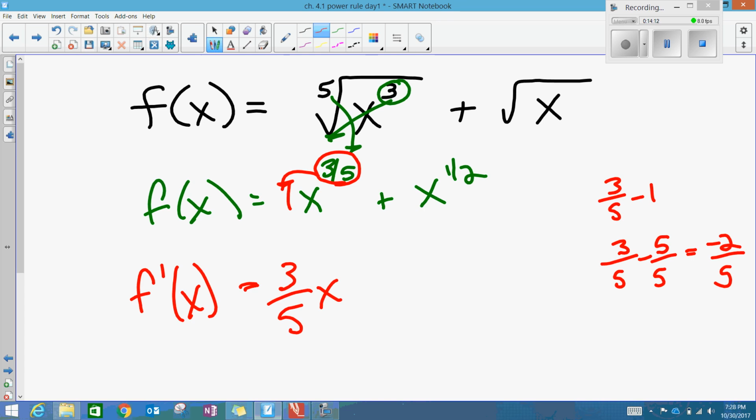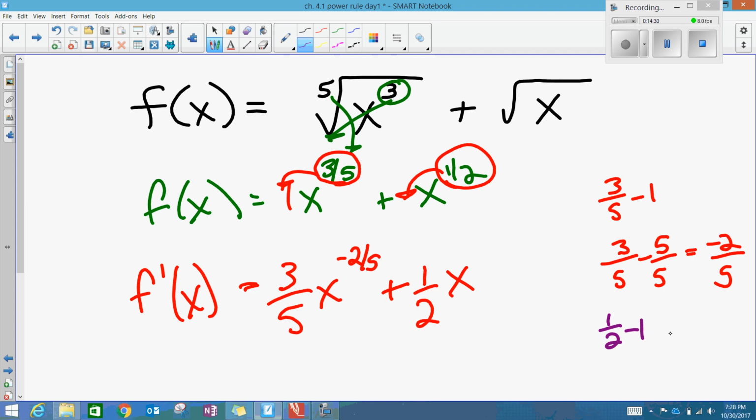3 minus 5, negative 2, keep the denominator. So this becomes 3/5 x to the negative 2/5 plus, take the 1/2, put it out in front, 1/2 x to the, come over here, 1/2 minus 1, right? Think about it as 1/2 minus 2 over 2 gives us negative 1/2. So to the negative 1/2.